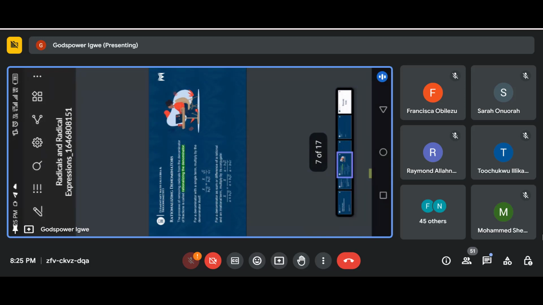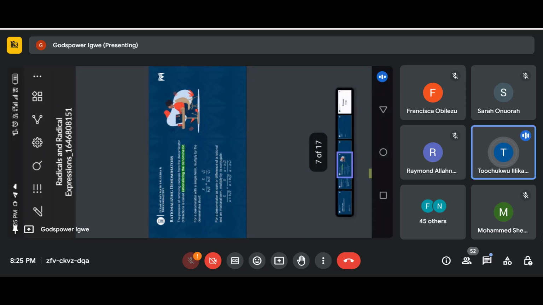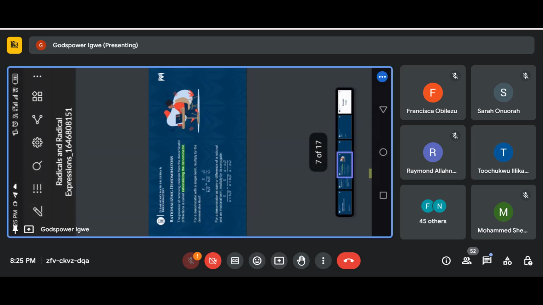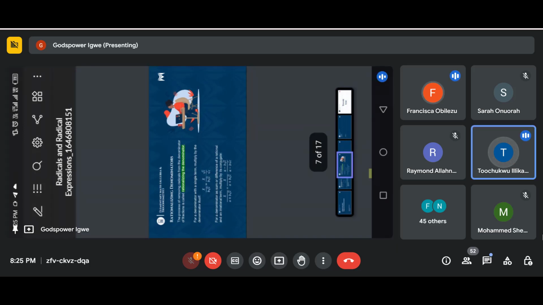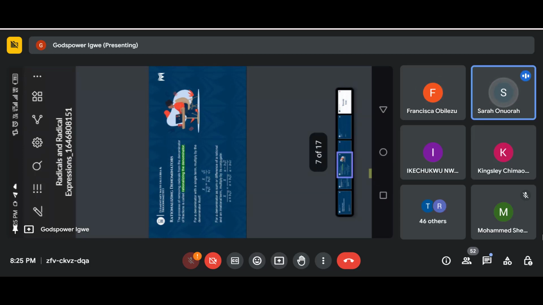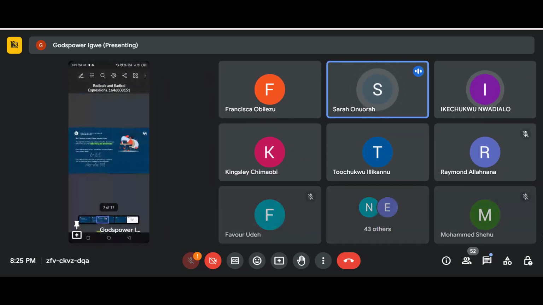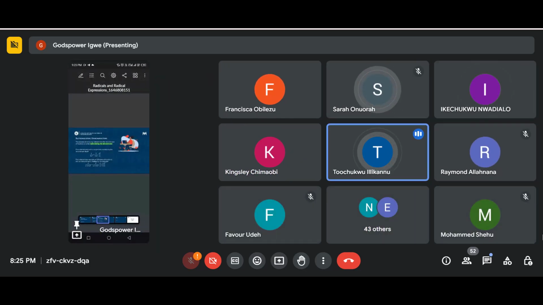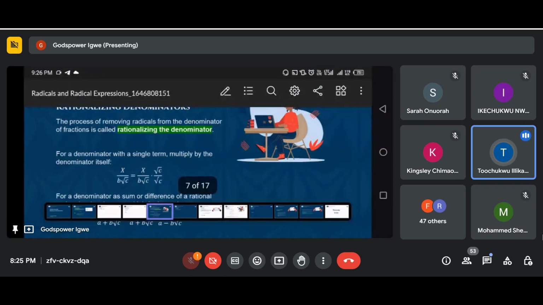For a denominator with a single term, multiply by the denominator itself. Your screen is not placed well. Are you the only one? No, it's upside down, Mr. Godspower. Rotate it. Okay. It's okay now. But it's not full screen yet. It's okay now, yes.